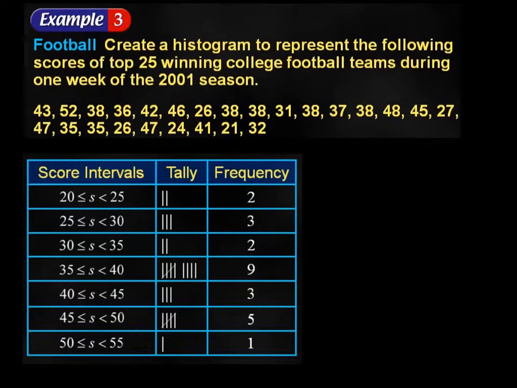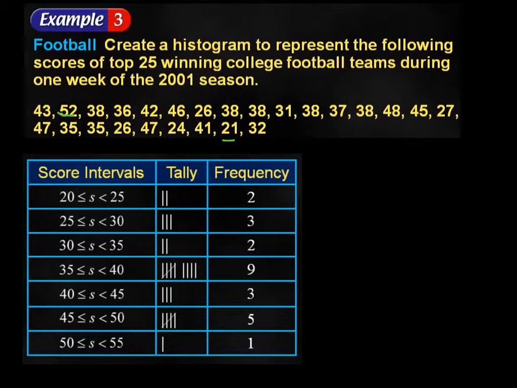Create a histogram to represent the following scores of 25 winning college football teams during 1 week of the 2001 season. Okay, the smallest score was 21, and it looks like the highest is 52. So they set their intervals to go by fives, going from 20 to 55.